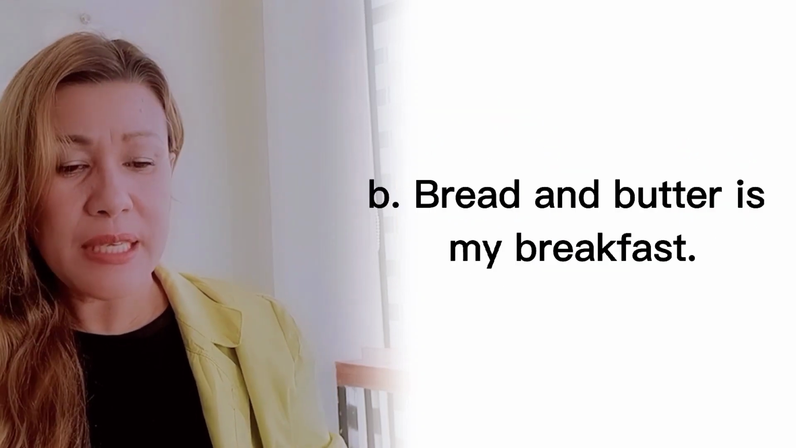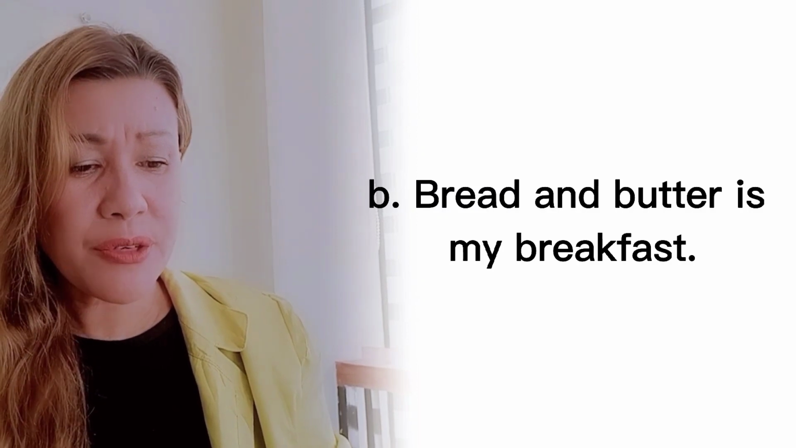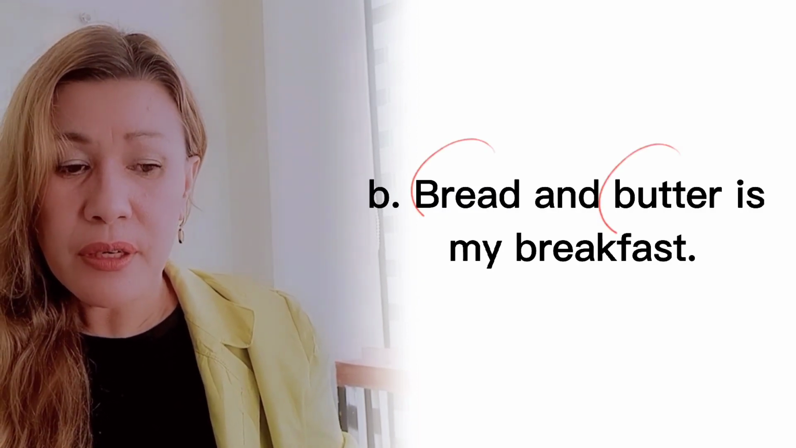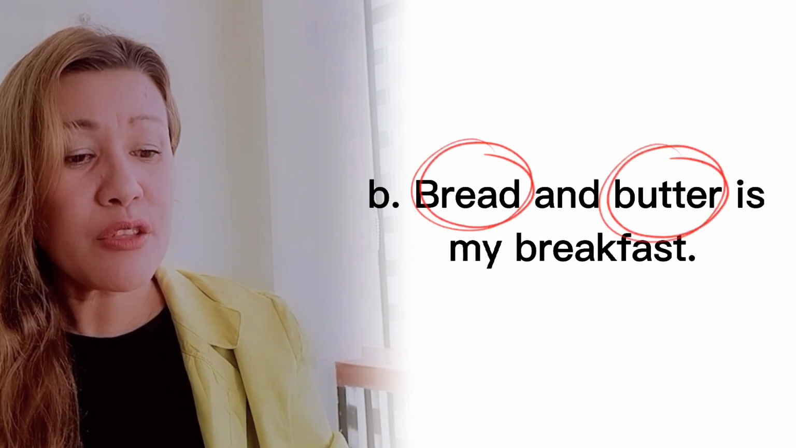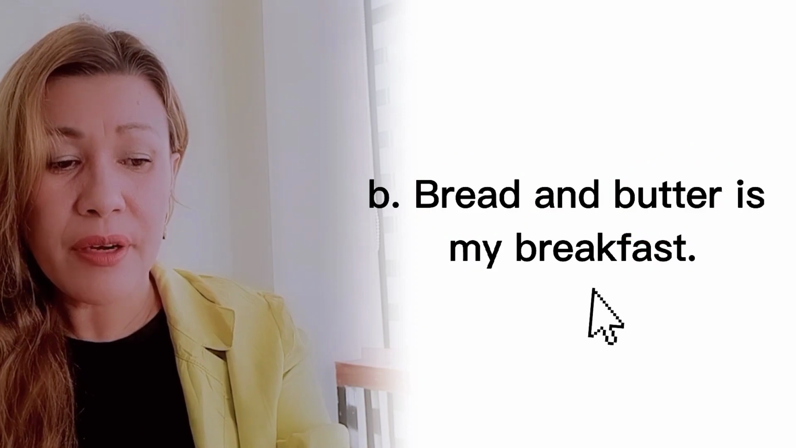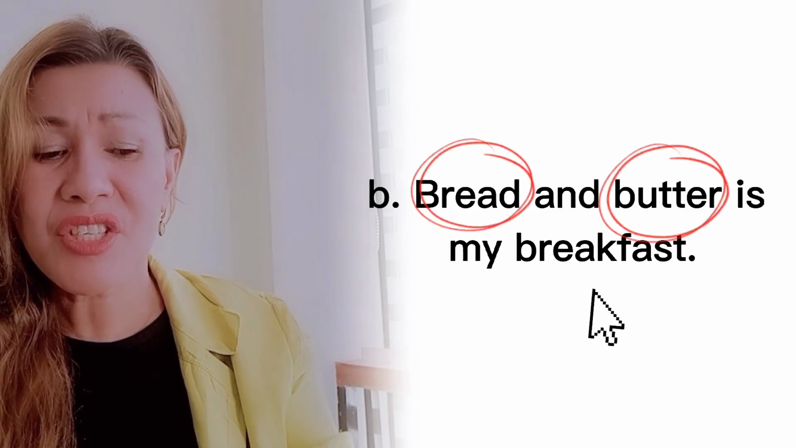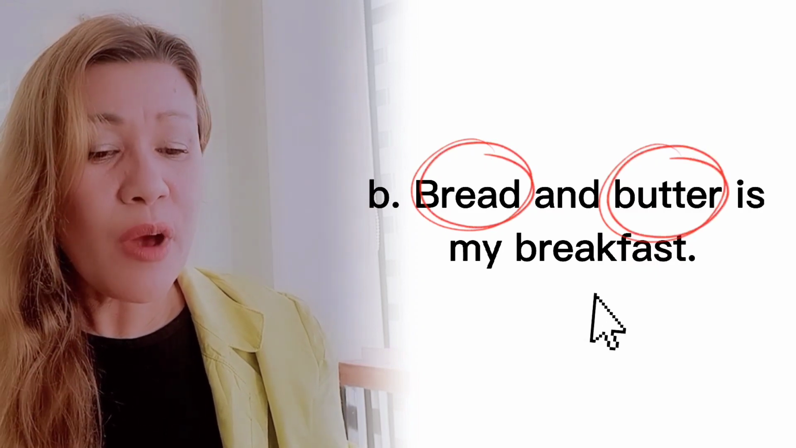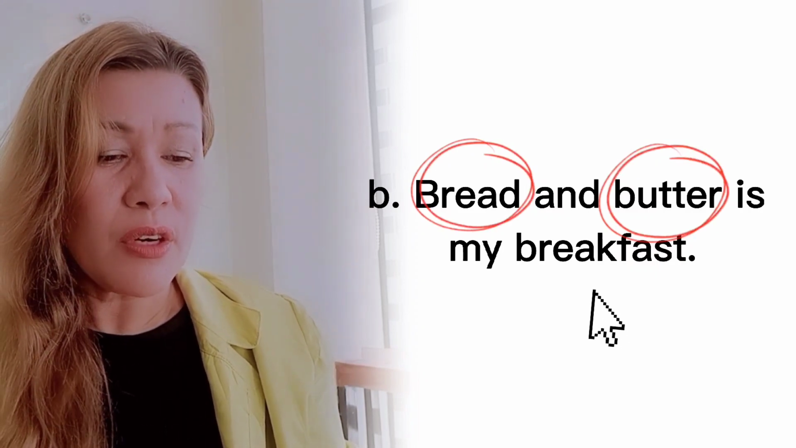Okay? Another example. Bread and butter is my breakfast. Here, bread and butter are referring to breakfast. You cannot take one from the other to mean breakfast. So you cannot just say, I had butter for breakfast. No? You have to have bread and butter for breakfast.